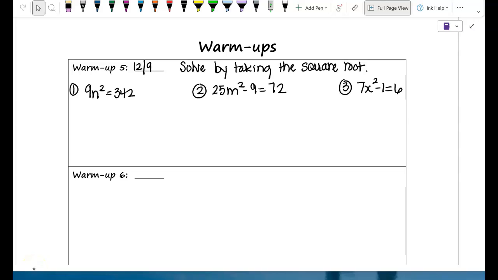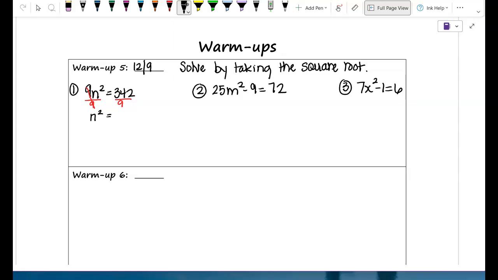So when we're working on solving by taking the square root again, there's no b term. So I want the squared term on one side, the constant on the other. So in this first one, 9n squared equals 342. The first step would be to divide both sides by 9 to get that n squared by itself.